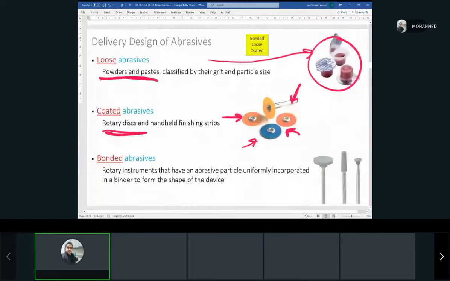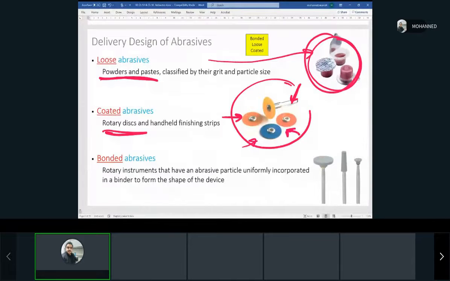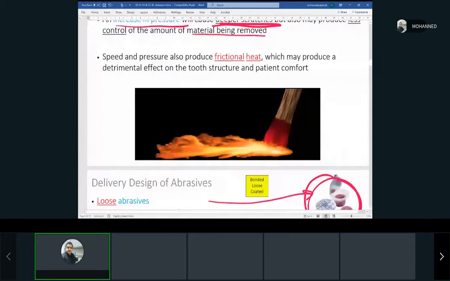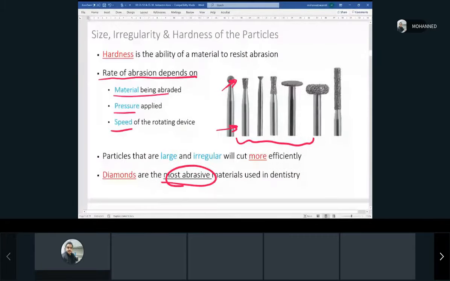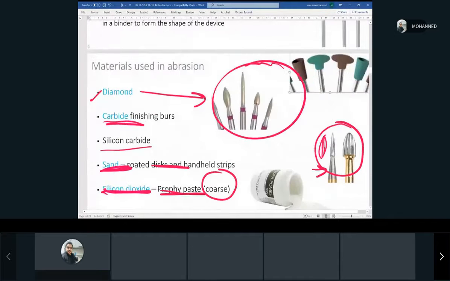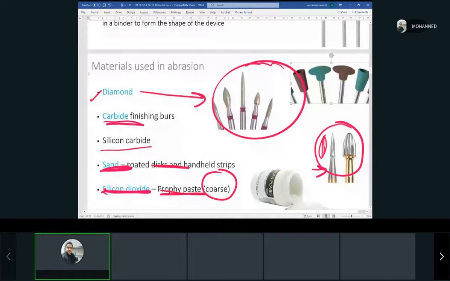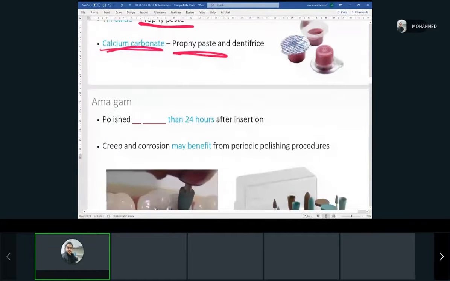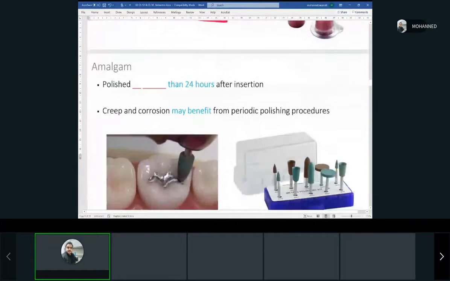And if I get you a picture of that, you know these are discs, right? If I get you a picture of that, you know these are prophy paste. We already know that. And you know these are diamond burrs. Okay. Keep moving with me. All good. Again, a lot of just general information.